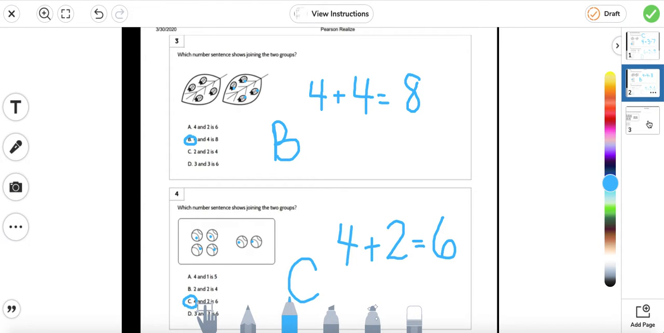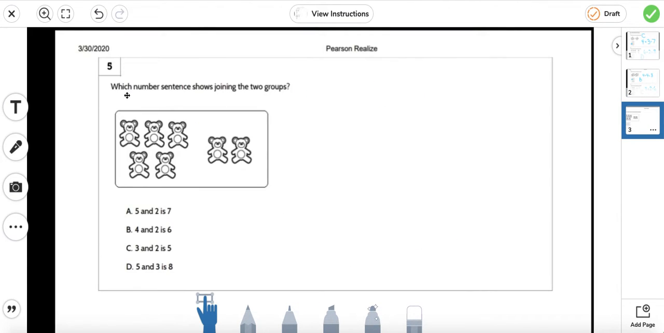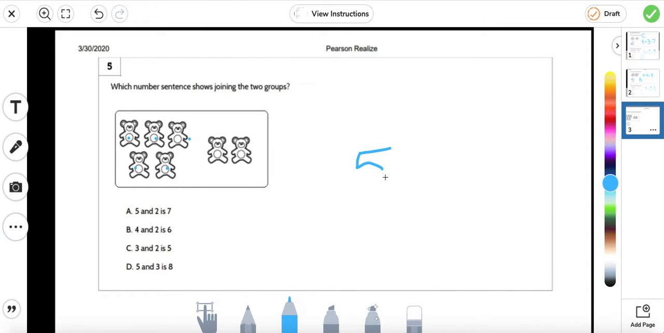Okay, the last page for math. We have one more. Which number sentence shows joining the two groups? So here we have 1, 2, 3, 4, 5. 5 teddy bears in our first group. And then we have 1, 2. 5 plus 2 equals 5, 6, 7.